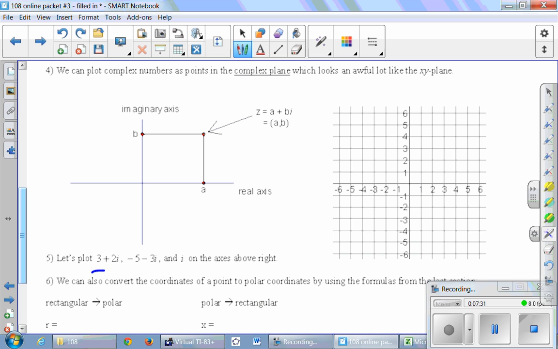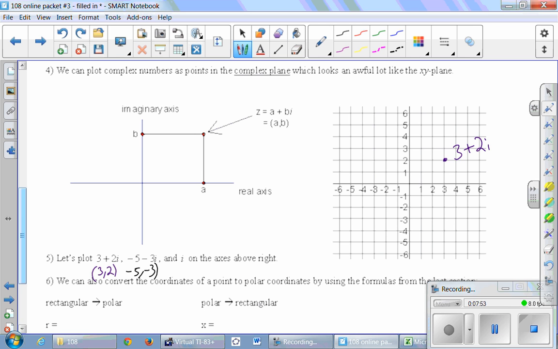5, let's plot 3 plus 2i. So 3 plus 2i is really the point 3 comma 2. The i doesn't play into it, so we just go to the point 3 comma 2 and we say, look, we have been really fancy and plotted the point 3 plus 2i. Next one is negative 5 minus 3i. Negative 5, negative 3 is down here, and that's the point negative 5 minus 3i.